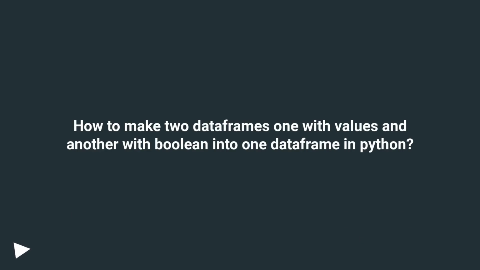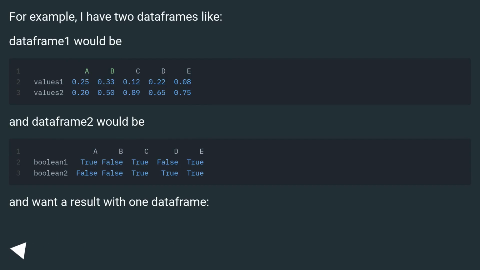How to make two data frames, one with values and another with boolean, into one data frame in Python. For example, I have two data frames, like data frame 1 would be, and data frame 2 would be, and want a result with one data frame.